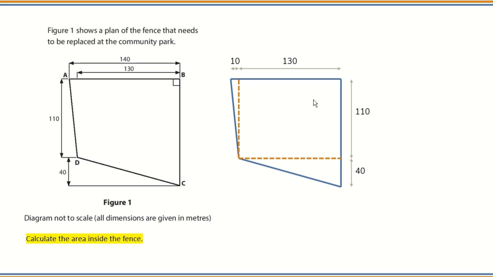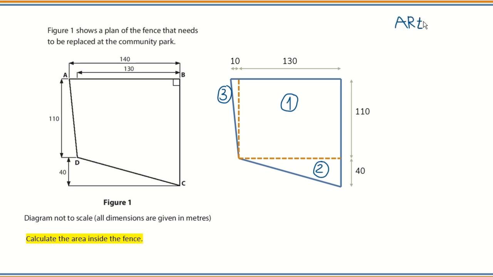The exam question was asking for the perimeter of this shape, but to practice, I'm going to calculate the area. To be able to calculate the area, we need to split it into shapes that we know how to calculate the area of. And we are going to have the first shape, which is a rectangle, the second shape, which is a triangle, and the third shape, which is another triangle.